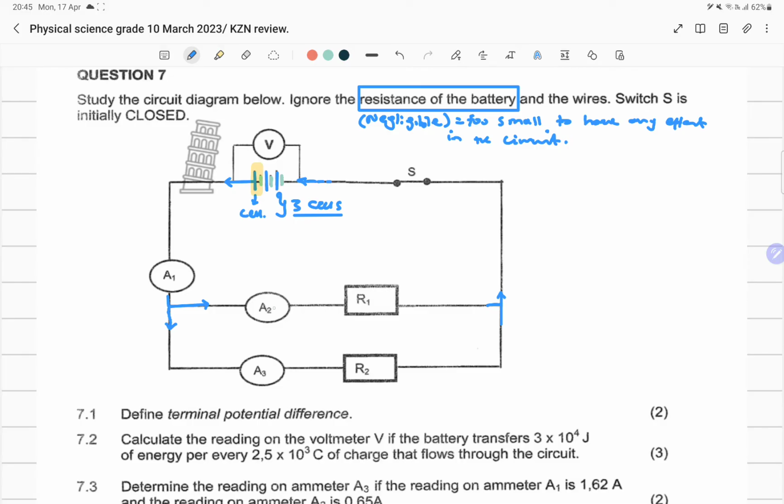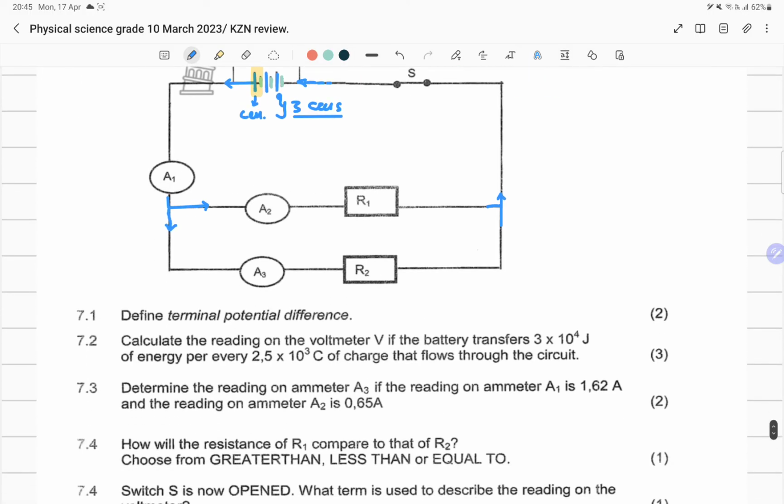So this A2 is a portion of that, this is a portion of that. So basically it will depend on the ratios of these resistors to decide how much of this current passes through here and how much of the current passes through the second resistor. Great, so let's go on.